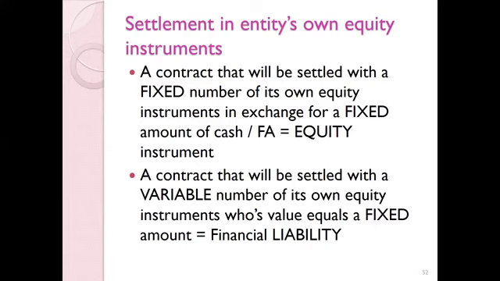Okay, so the first one is a fixed number of shares, and the second one is a variable number of shares. So that is the difference between the two scenarios that you could come across when an entity is settling in terms of their own equity instruments, or in other words, shares.